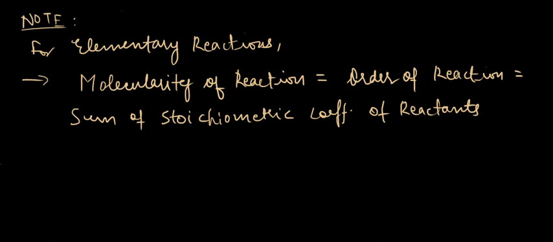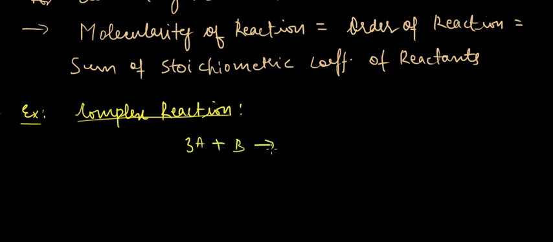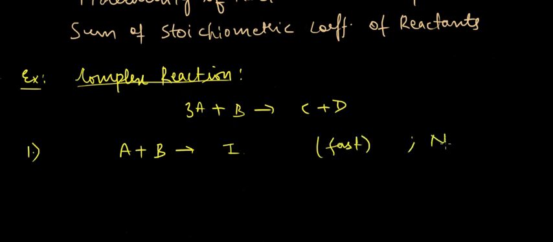So now let's take an example of a complex reaction. So in a complex reaction, suppose 3A plus B gives C plus D as the final products, it is being divided into some elementary steps. In the first step we get A plus B converted into I. So this is, let's say, a fast step, and molecularity of this reaction would be nothing but 1 plus 1, which would be 2, as two molecules, atoms or ions are combining together to form a product. So molecularity of the first elementary step would be 2.